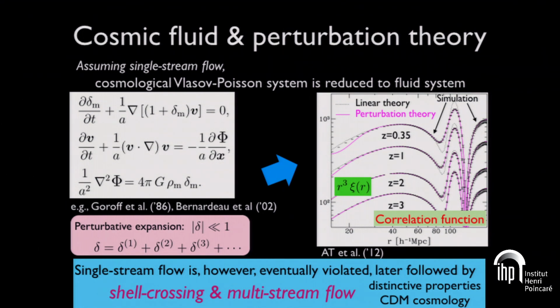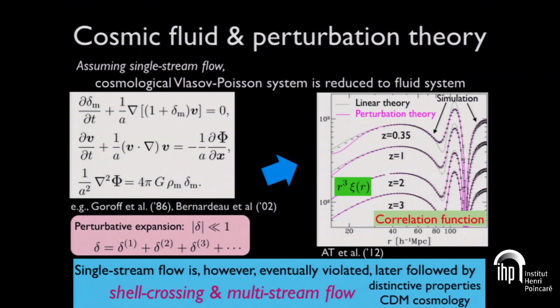And then, relying on the perturbative treatment of the density or velocity field, we can precisely predict some statistics like the correlation function, power spectrum or bispectrum. And this gives you a really accurate prediction if you look at large scales.